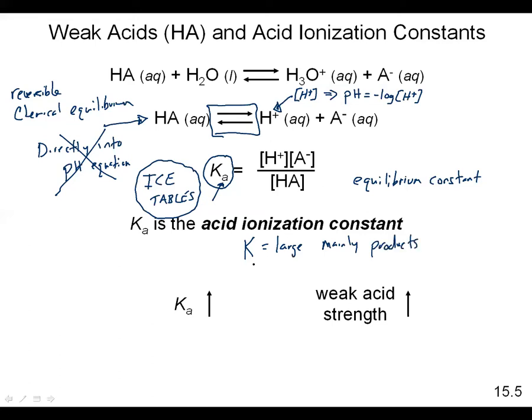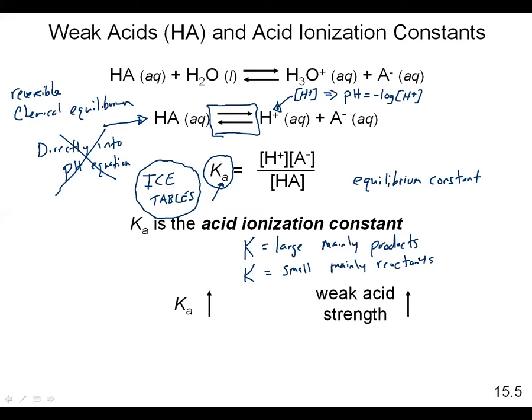And vice versa, like we talked about before, if we have a small value of K, what that means is it mainly has reactants. And remember, regardless of the K we're talking about, if it's Kc, Kp, Ka, Kb, Ksp, all the Ks we're going to learn throughout the rest of the semester, they're all essentially the same thing. They're all equilibrium constants. So it really doesn't matter. You can mix and match them.